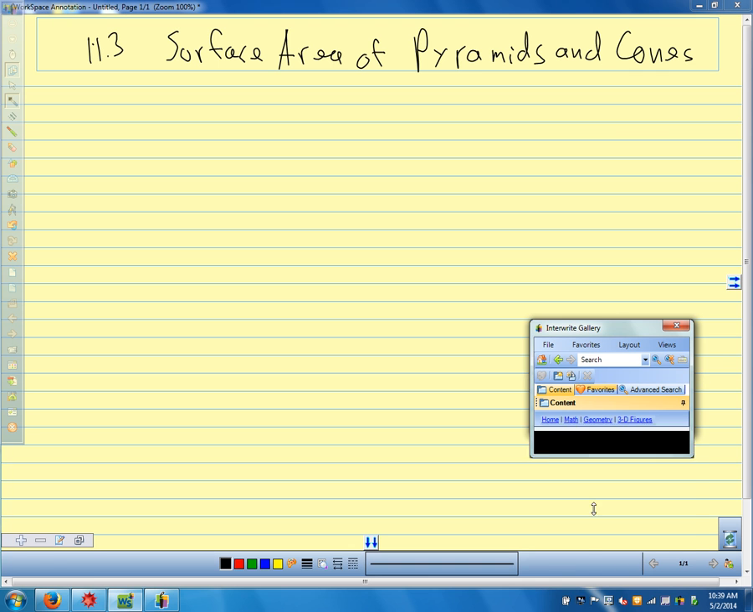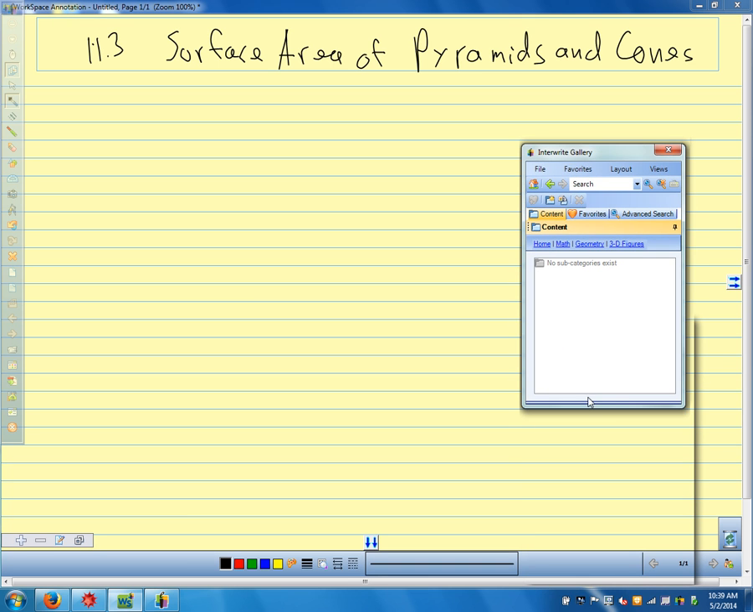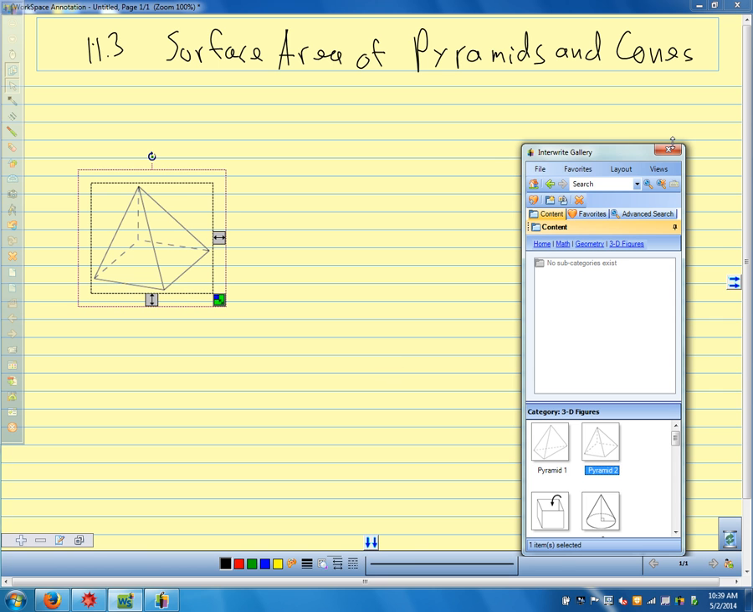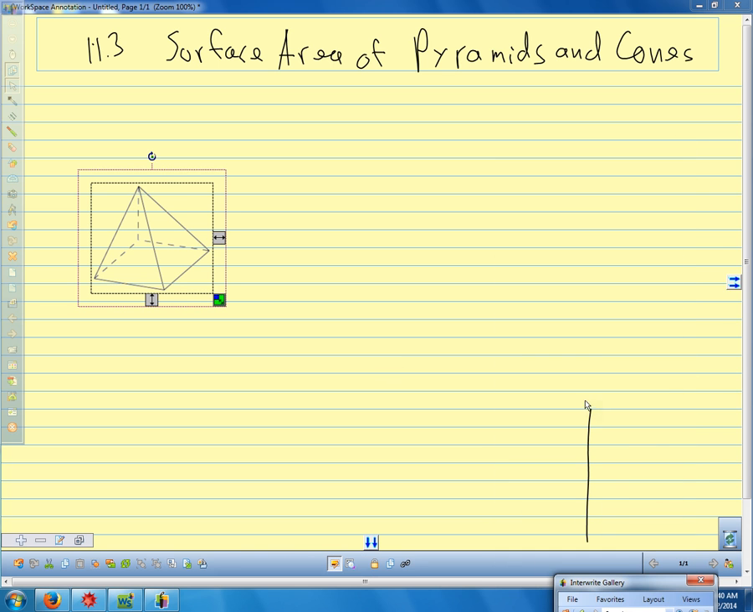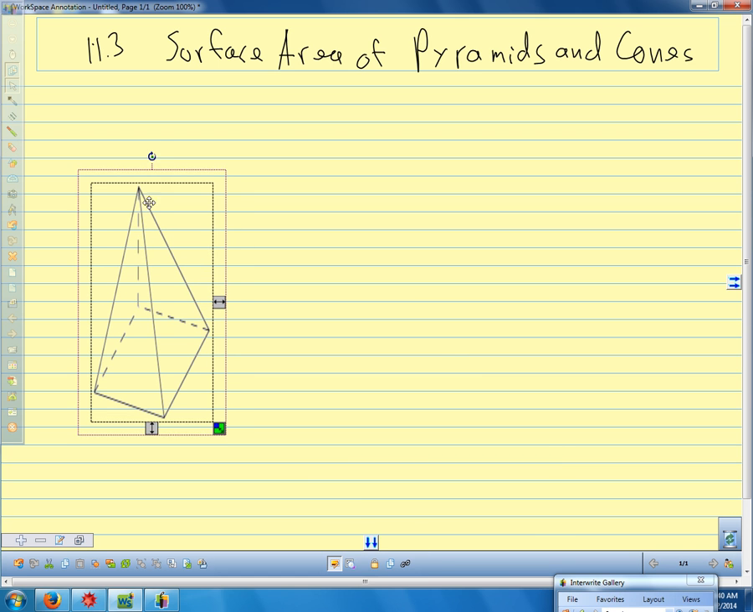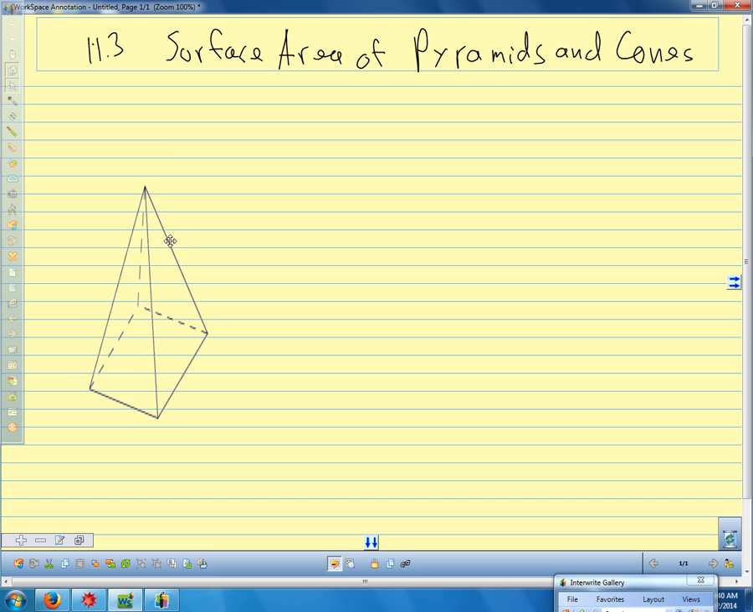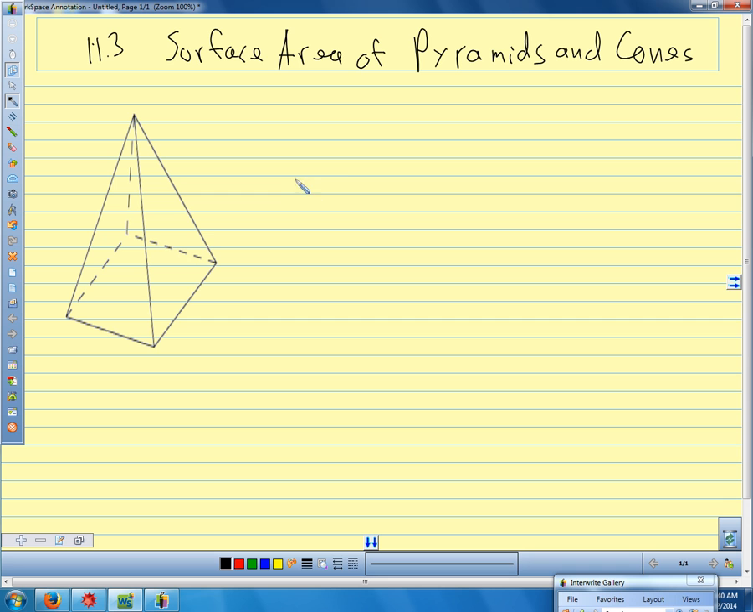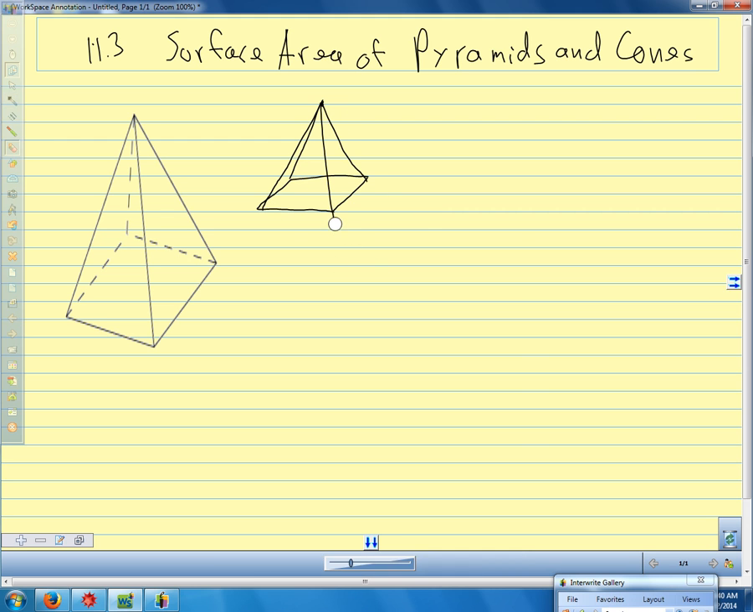So let me grab a picture of a pyramid, and I'll turn this one. There we go. So there's our pyramid that we're going to work with here. And the easy way to draw a pyramid is just draw your parallelogram for the base, put a dot up there, and then just connect that dot to each corner, and you have a nice pyramid.